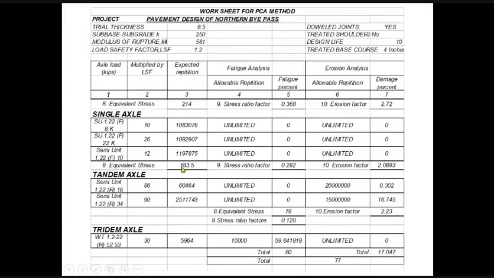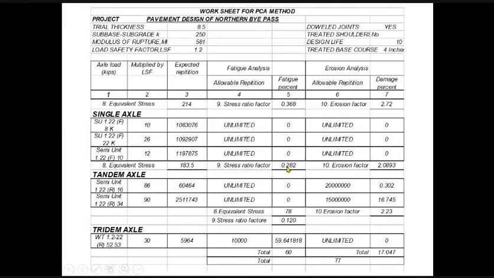Once I know this value, the stress ratio is simply I have to divide 214 by 581. I will get 0.368. Similarly, for knowing the stress ratio factor for tandem axle, I divide 183 by 581, I will get around 0.28. Right?